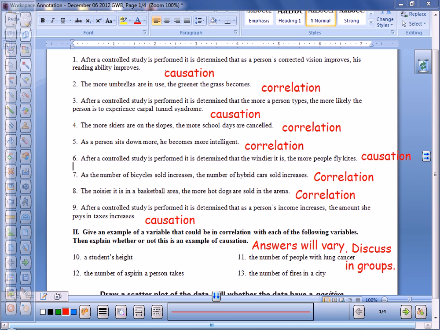So while we're having discussion, numbers 10 through 13, I would like you to get in groups of 2 to 4. You can just turn around. You don't really have to move your desk. And talk about your answers for these, because the answers can vary. I want you to discuss in groups. And any questions you might have about this, I'd like you to ask me tomorrow.